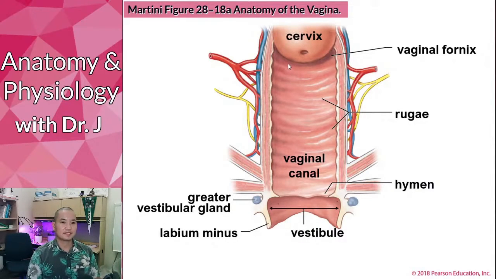But before you even enter the uterus, the part of the uterus that projects into the vagina is called the cervix. Now you might be thinking, doesn't that sound like cervical? And it does come from the same root word. They call it that because it's the neck of the uterus.